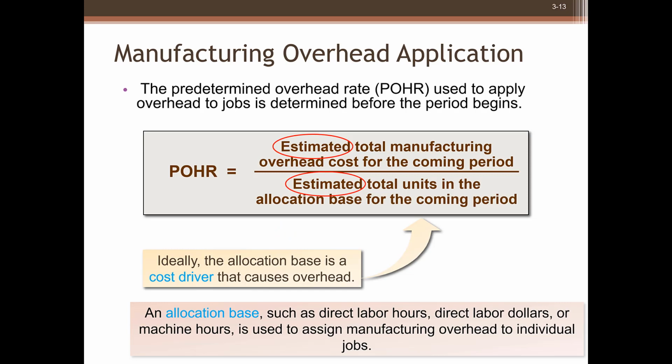To apply manufacturing overhead to jobs, we need to calculate a predetermined overhead rate before the period begins. This is the formula to calculate the predetermined overhead rate. We divide estimated total manufacturing overhead cost for a coming period by estimated total units in the allocation base for a coming period. Ideally, the allocation base is a cost driver, which causes overhead.